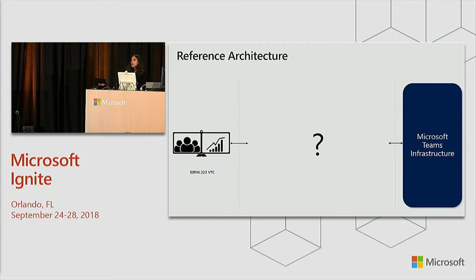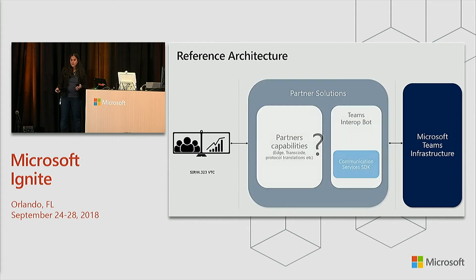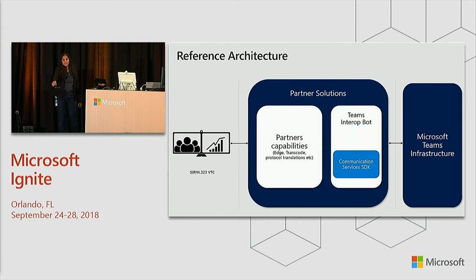Okay, architecture. So how did we make this happen? You have the Microsoft Teams infrastructure, and you have your completely third-party devices over on the other end. In the Skype for Business world, we have basically done a SIP interop. But Teams doesn't talk SIP, Teams talks REST. So in order to make this happen, what we have provided is actually that blue box that you see up here, the Communication Services SDK.